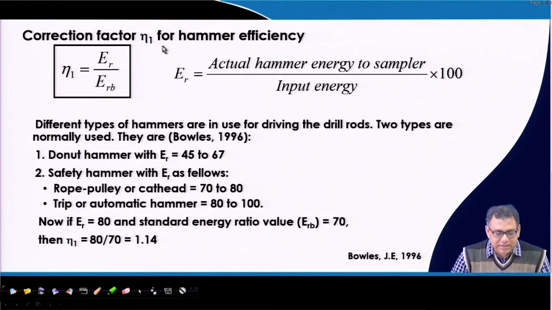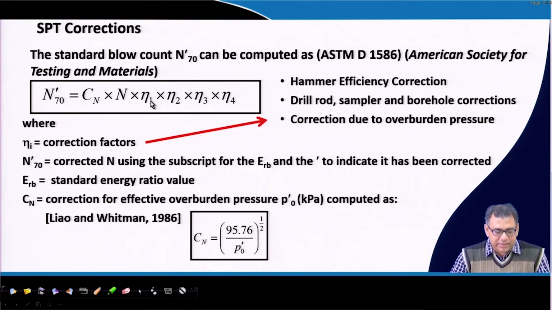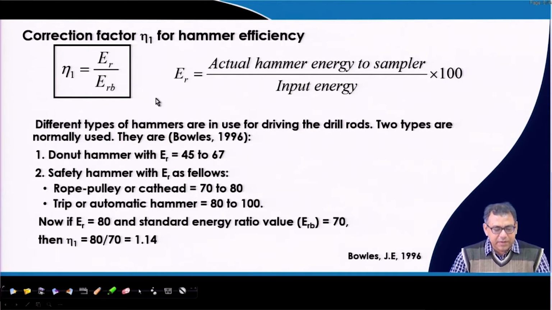The first correction is eta 1, the hammer efficiency correction, then eta 2, eta 3, eta 4 are the other corrections. Now, what is the hammer efficiency correction? This hammer efficiency correction is the ratio of ER and ERB. What is ER? We know that for the standard penetration test, this is the hammer weight and this hammer height of fall is this much.